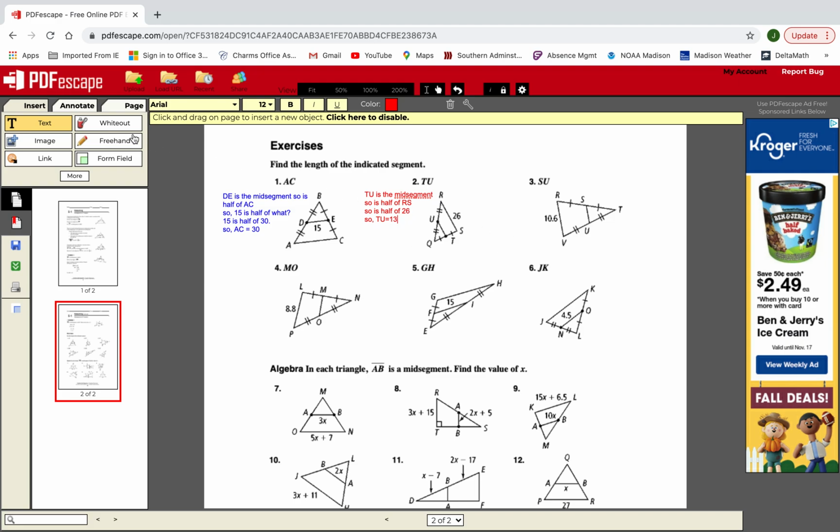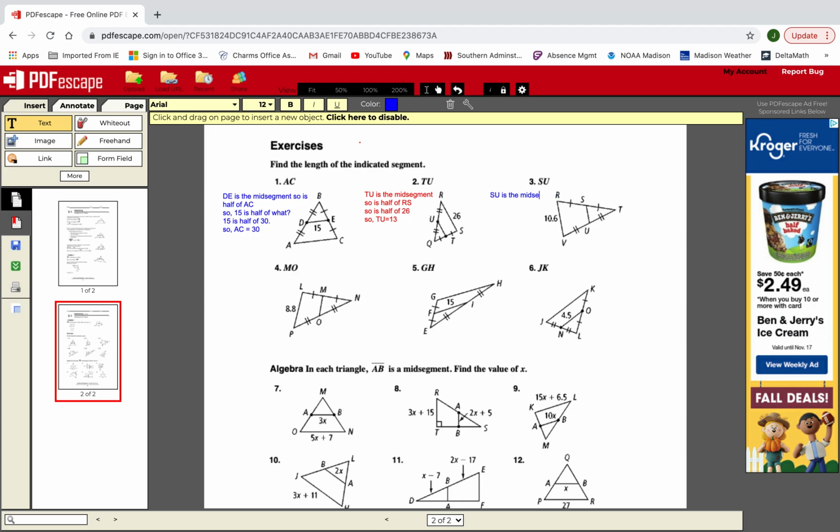Okay, switch over here then to, we could probably just flip between blue and red here. Let's go blue, okay. On number 3, this wants you to find the length of SU. So again, we can talk this through and say, well, SU is the midsegment.